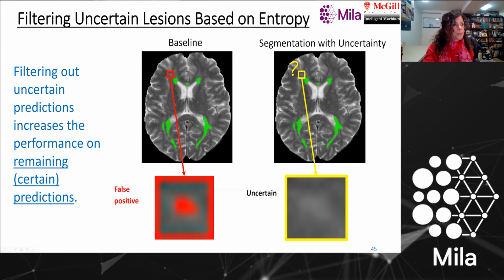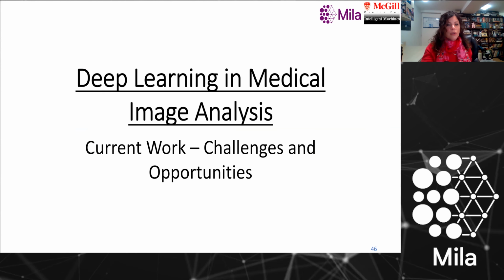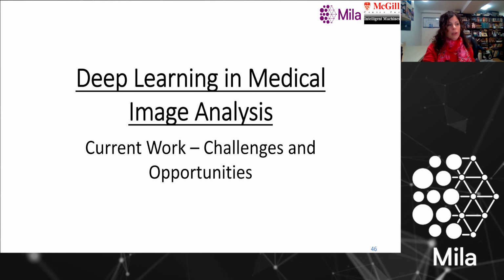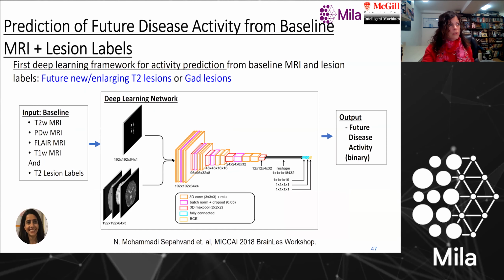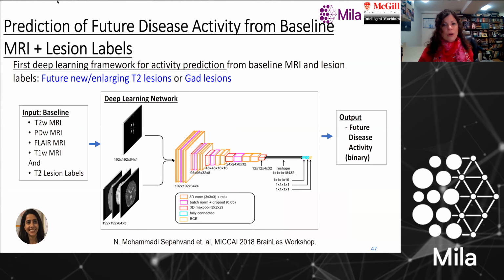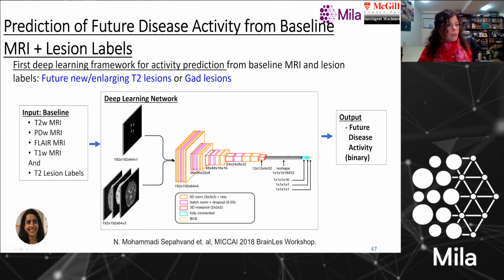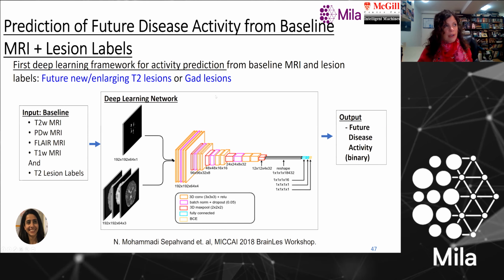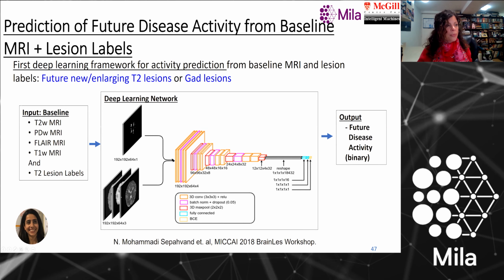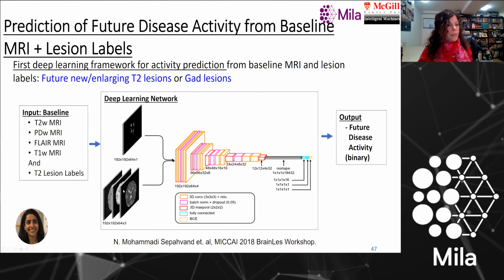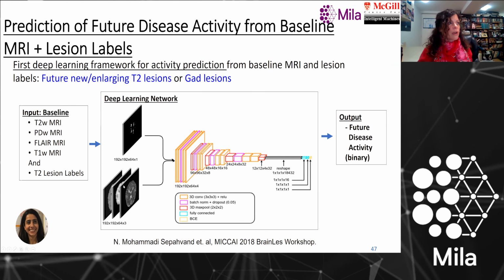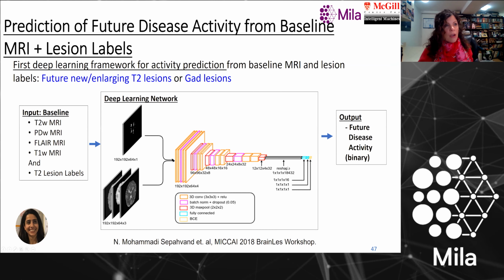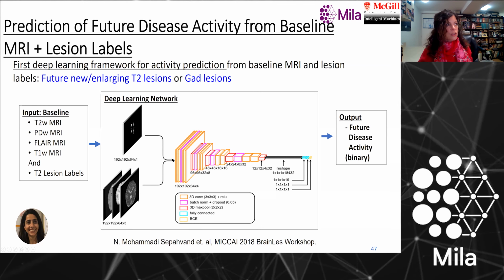So let's just talk for the remaining amount of time on some deep learning methods that we're working on, some current work and challenges and opportunities. As Dr. Arnold discussed, we are working quite hard on predicting future disease activity from baseline MRI. This is some work that we presented 2 years ago. We presented the first deep learning framework for activity prediction from baseline MRI and the lesion labels.